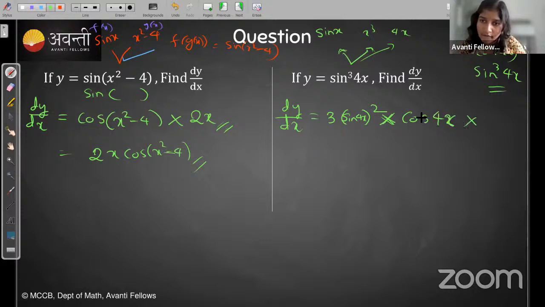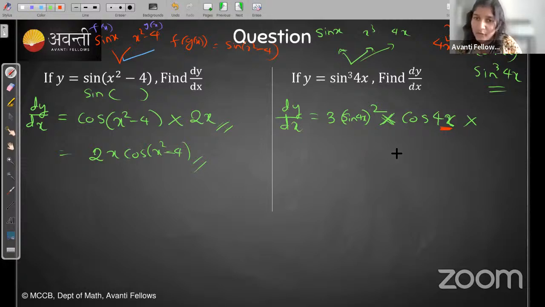Now, again, you can observe here, in this place of x we have a function which is other than x. That is, we have 4x. So what do we have to do? Whenever we have a function which is other than x, we have to differentiate it again.